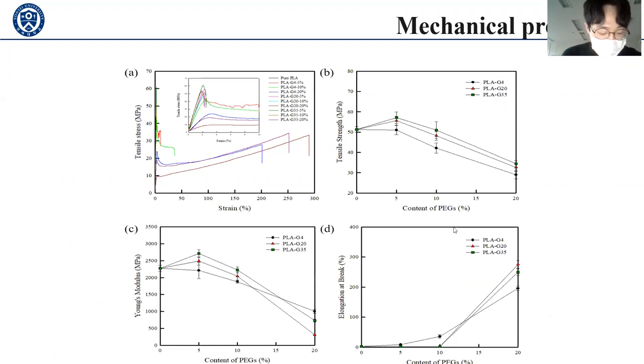The tensile strength and Young's modulus of PLA in the PLA-PEG films were improved by introducing 5% of the higher molecular weight PEG. And we can see that the PLA-PEG films with higher PEG contents became softened.